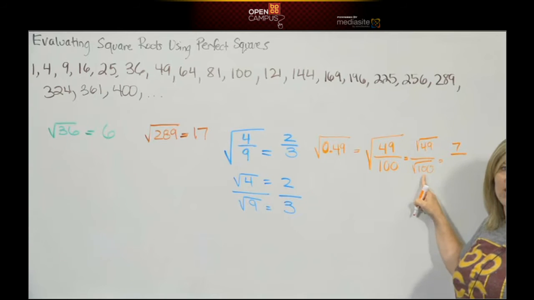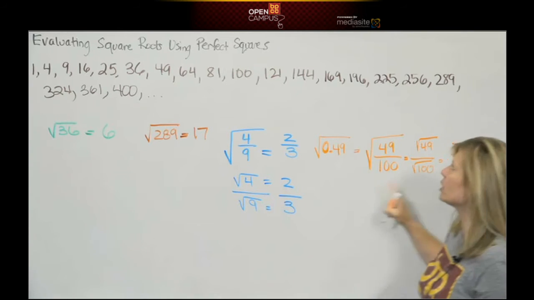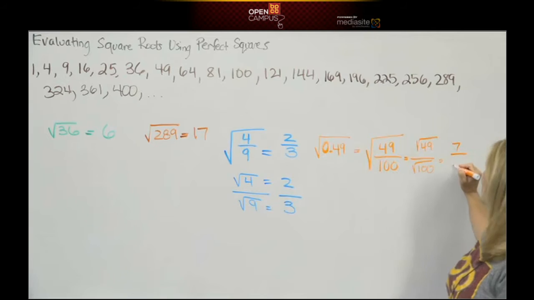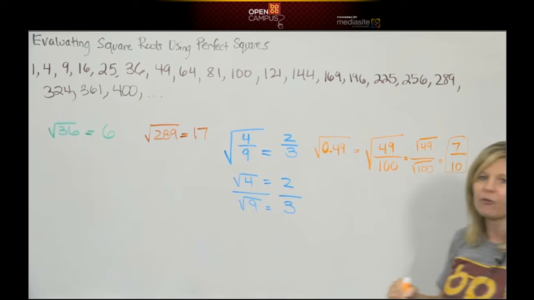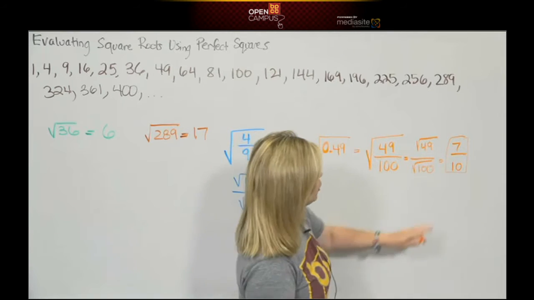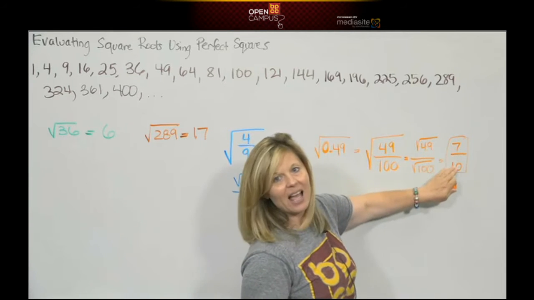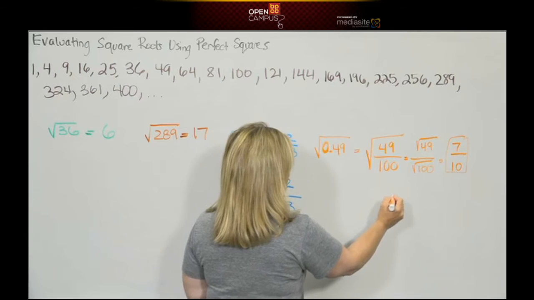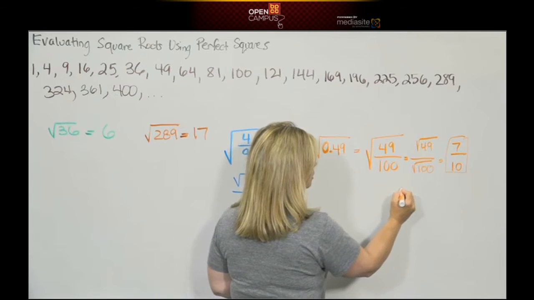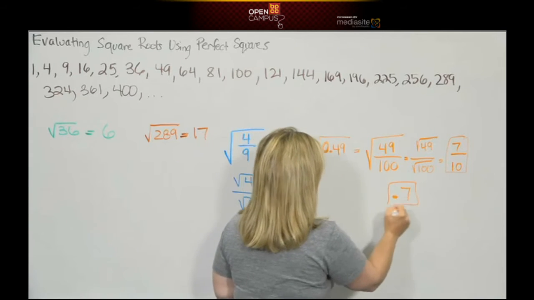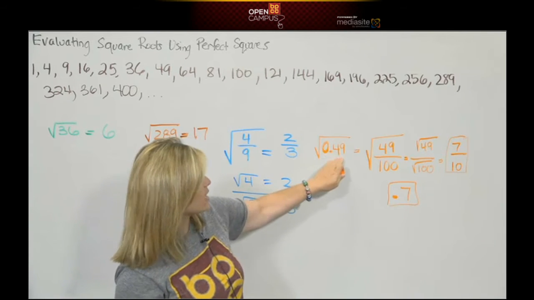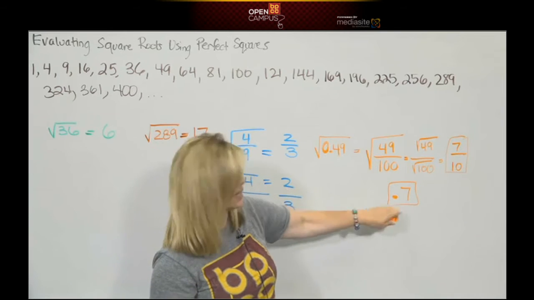What is the square root of 100? What number times itself is 100? Well, that's on the list. It's a perfect square, so that must be 10. Now, what happens is this answer is written in fraction form as a rational number. We can change any fraction into a decimal. If you read this, this says 7 out of 10, which is 7/10. We could write that as a decimal by putting the decimal point and putting 7 in the tenths position. So the square root of 49/100 is 7/10.